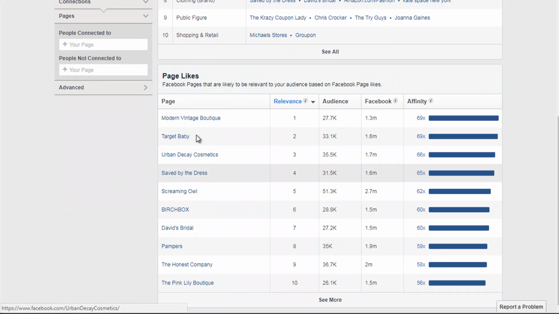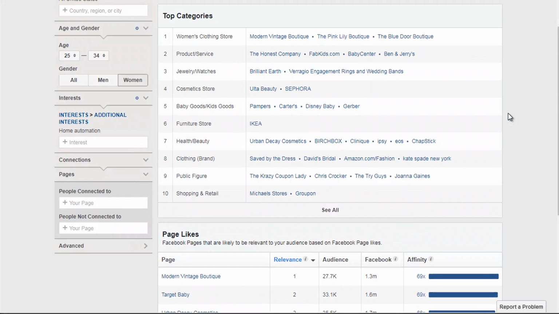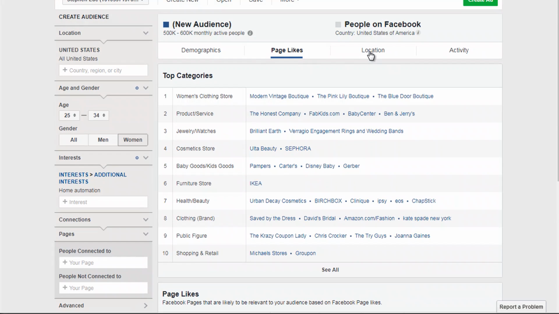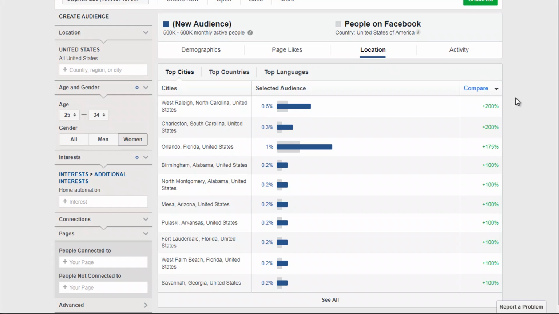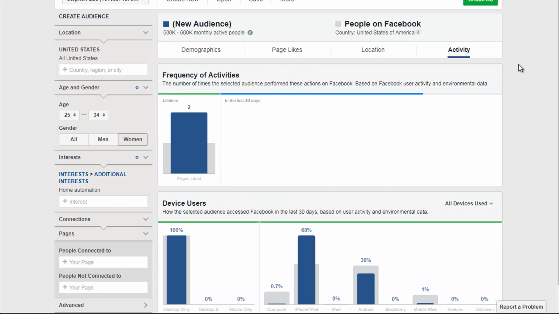You can even go to these pages and see how they interact with each other. We can go to location to get an idea of where they're located. So we can see North Carolina, South Carolina, Florida, Alabama, Arizona, Arkansas. So a lot of these are actually the Southeast, which is interesting. I don't know why they're interested in home automation, but they are. So that gives us an idea of geographically, maybe we can dig further, look into cultures. They look like Southern, so we don't really know why they're interested in home automation, but they are.